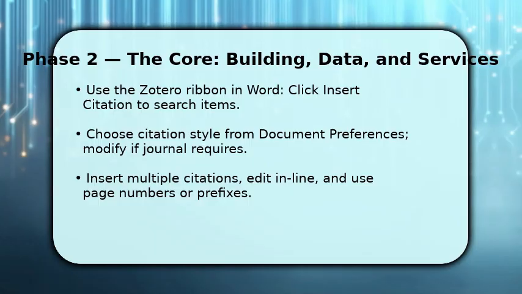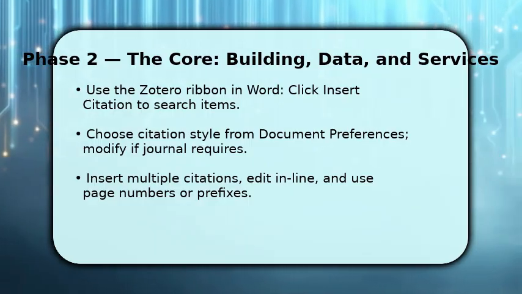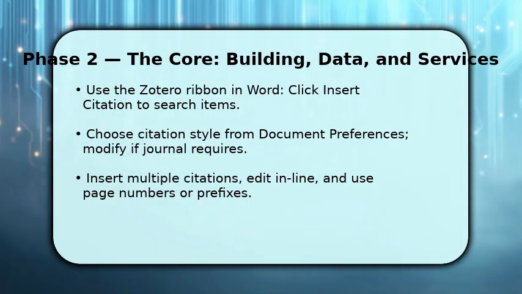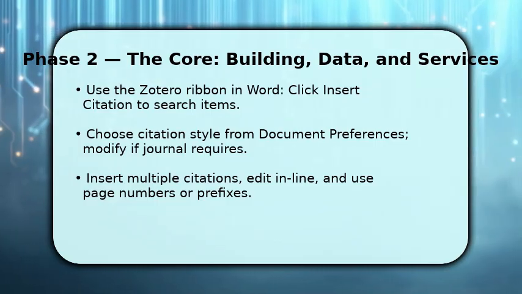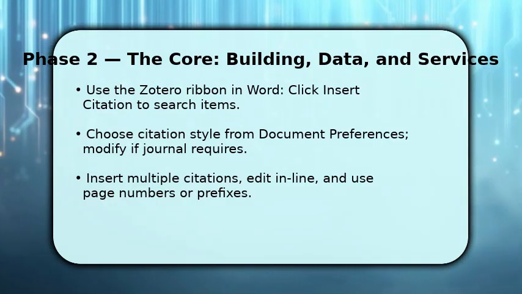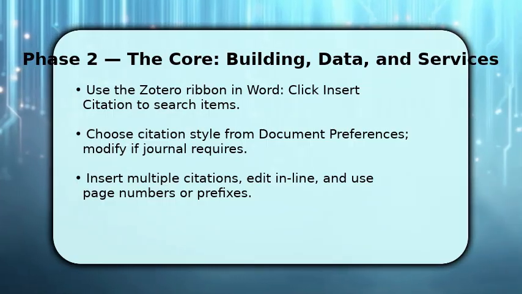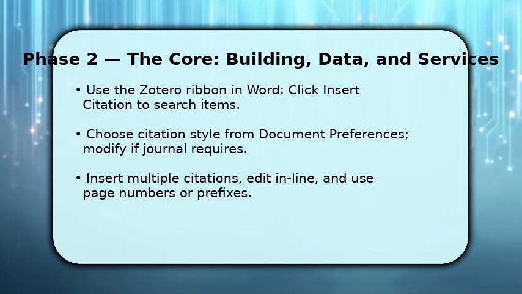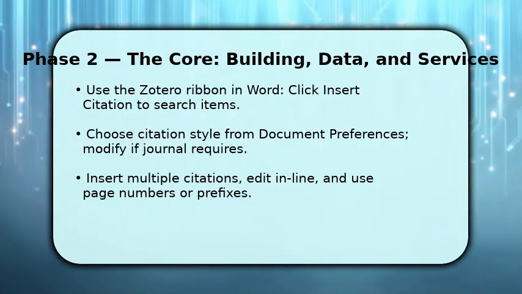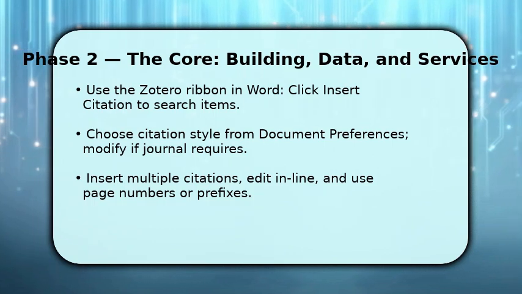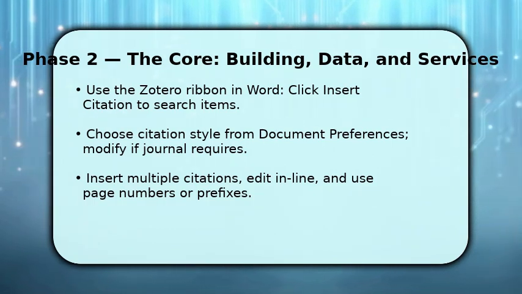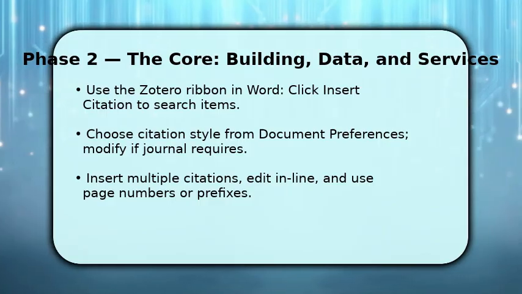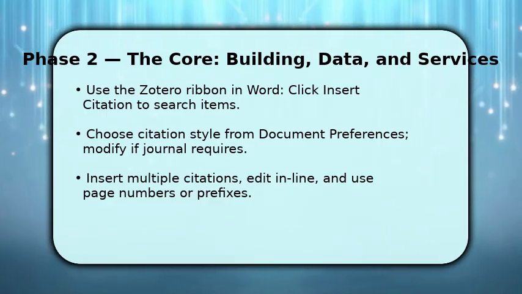Then open Document Preferences to pick or change the citation style, Chicago, APA, or a journal-specific CSL, because style controls formatting. You can add page numbers, prefixes, or multiple sources in one citation. As you add citations, Zotero builds a live bibliography. This stays editable, so continue placing citations and adjusting references until your draft reads smoothly.